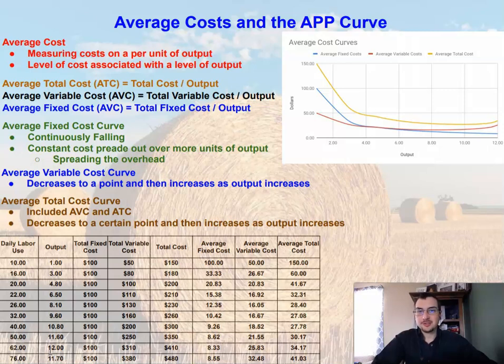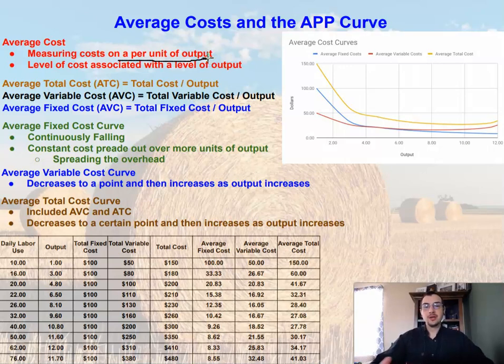So now that we've talked about total cost and total fixed costs and total variable costs, let's dive into the average costs. We're going to talk about average total cost, average variable cost, and then average fixed cost as well. So the average cost, what is the average cost? It's the measuring cost on a per unit of output.